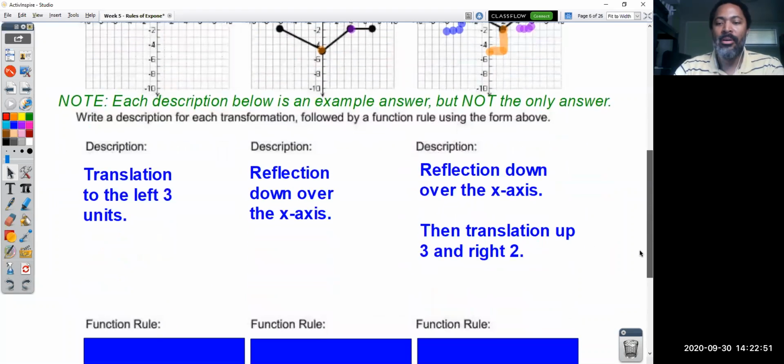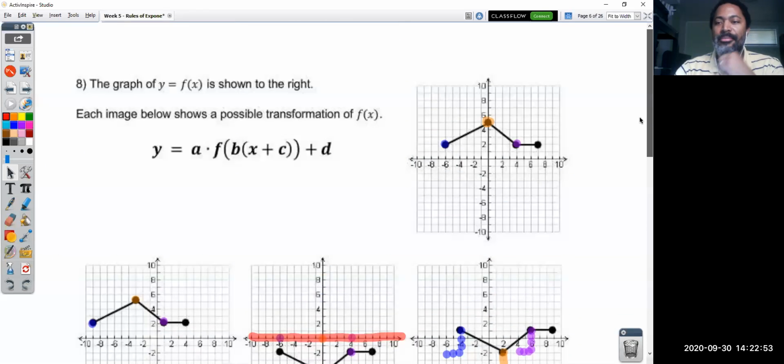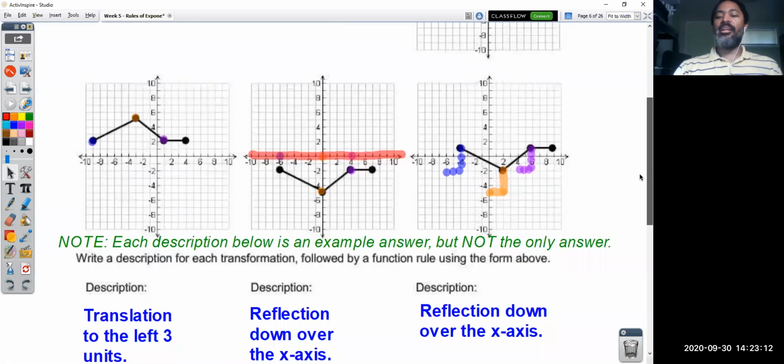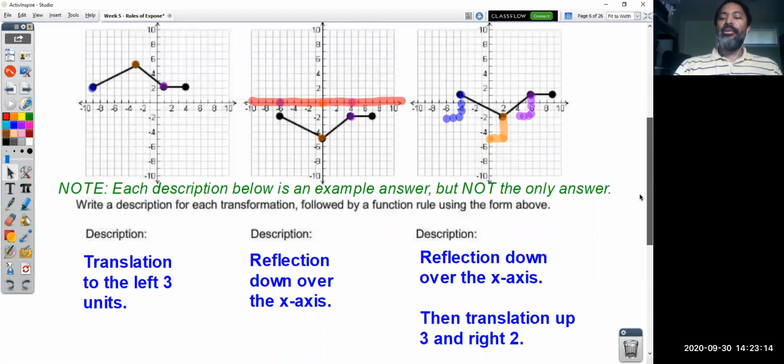What if I move up 3 first? If I move up 3 first, I go from (0, 5) to (0, 8). Then if I reflect over the x-axis, I would be at (0, -8). And then if I move 2 to the right, I'm in the wrong location. So we don't want to do the reflection prior to that translation up.